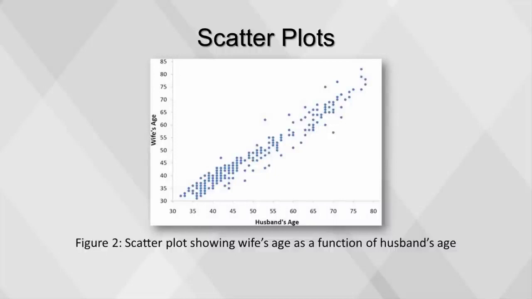Figure 2 shows a scatter plot of the paired ages. The x-axis represents the age of the husband and the y-axis the age of the wife. There are two important characteristics of the data revealed by Figure 2. First, it's clear that there's a strong relationship between the husband's age and the wife's age. The older the husband, the older the wife.